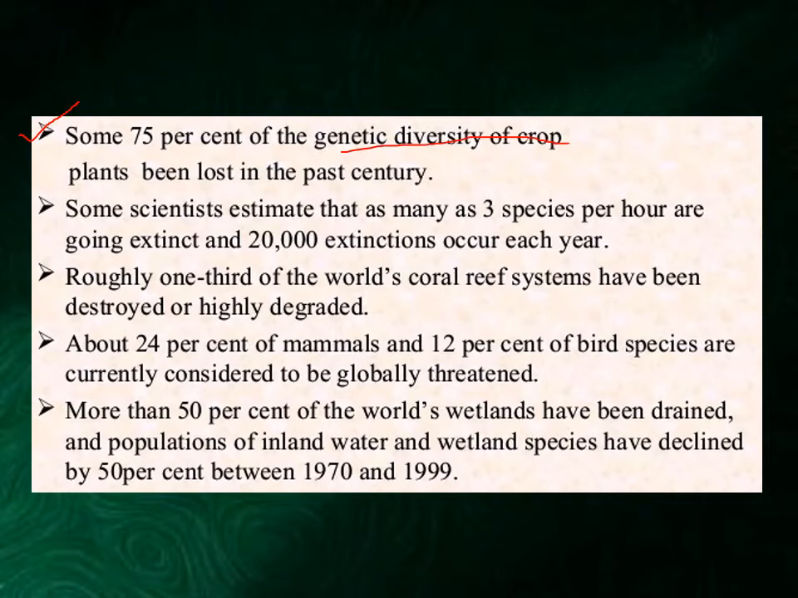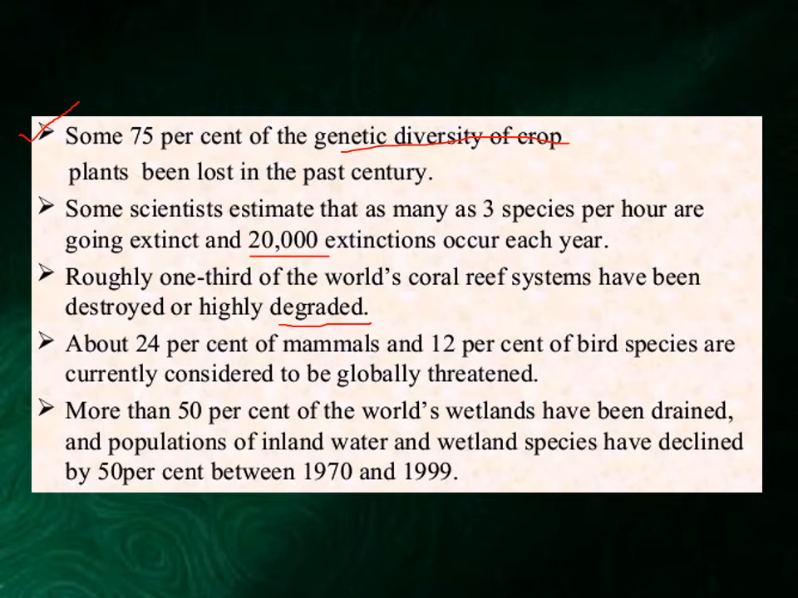Some scientists estimate that as many as 3 species per hour are going extinct in modern days, and about 20,000 extinctions occur each year. Roughly one third of the world's coral reefs have been destroyed or highly degraded, that means highly damaged. They are soon going to be extinct. About 24% of mammals and 12% of bird species are currently considered to be globally threatened.